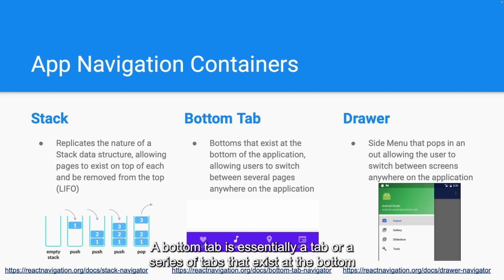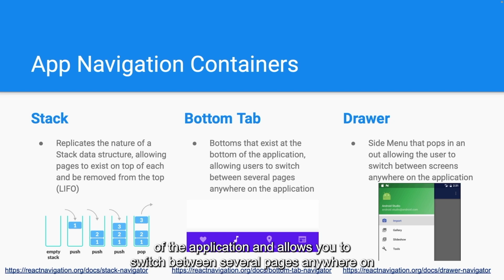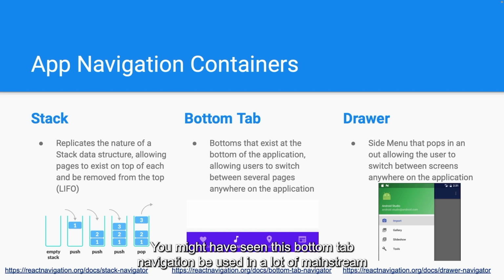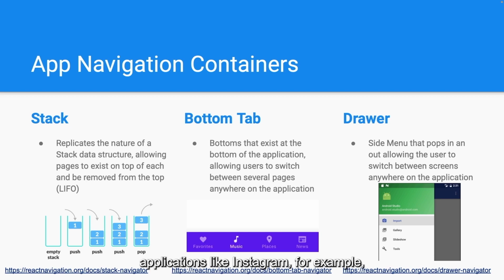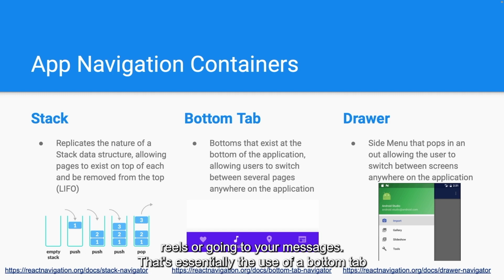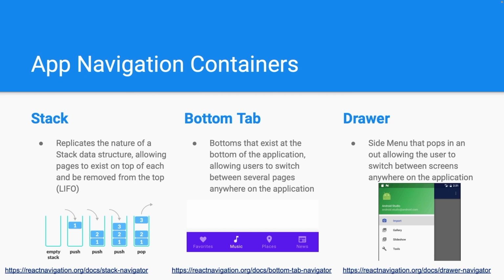A bottom tab is essentially a tab or a series of tabs that exist at the bottom of the application, and allows users to switch between several pages anywhere on the application. You might have seen this bottom tab navigation used in a lot of mainstream applications like Instagram, where you can change between sharing an image, going to your reels, or going to your messages. That's essentially the use of a bottom tab application.